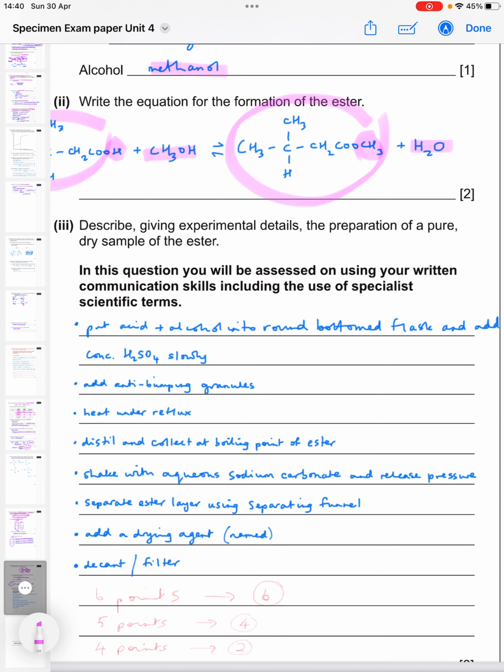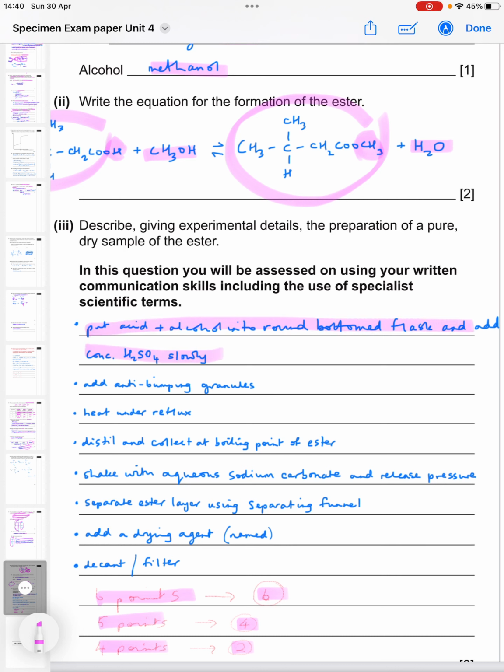And then finally, describe, giving experimental details, the preparation of a pure dry sample of the ester. So again, if you got 6 indicative points here, you got 6 marks, 5 was for 4 marks, and 4 points was for 2 marks. So quite a lot of detail needed for this longer question.